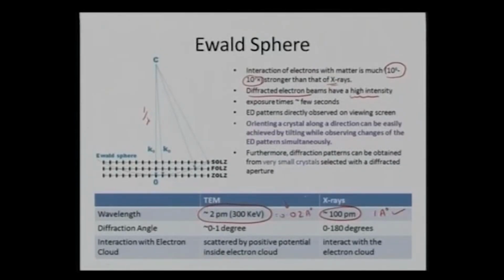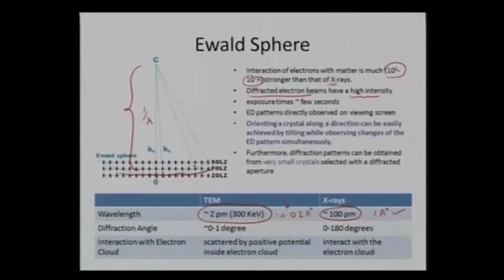So the wavelength is much higher in X-rays, but in TEM my wavelengths are very small. Eventually for the Ewald sphere which is being formed, my 1 by lambda is very large, so I get a much bigger radius for the Ewald sphere. That makes the Ewald sphere much flatter. Instead of touching only a few points, a larger number of points now start interacting with the Ewald sphere and they produce diffraction spots.